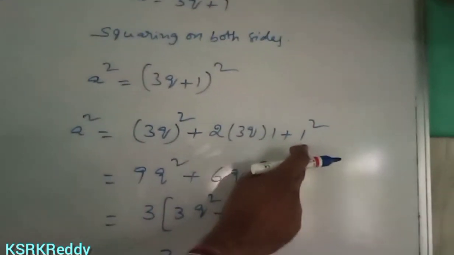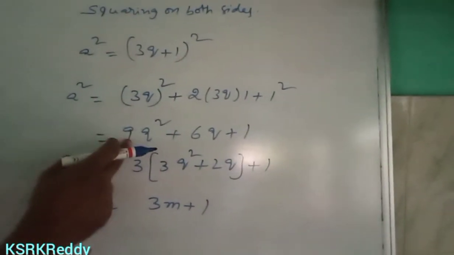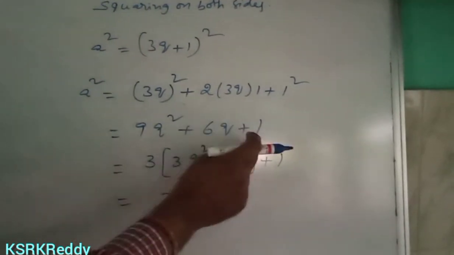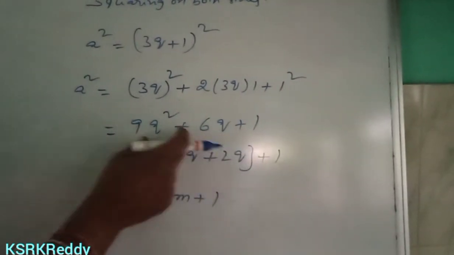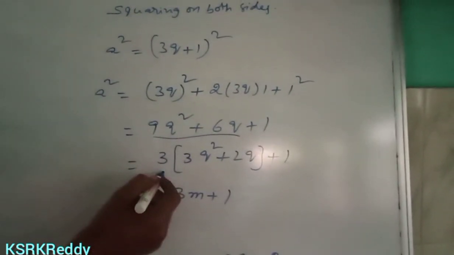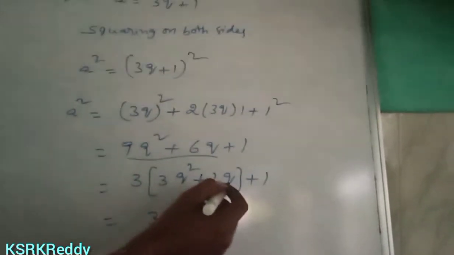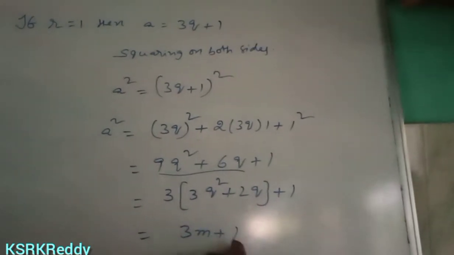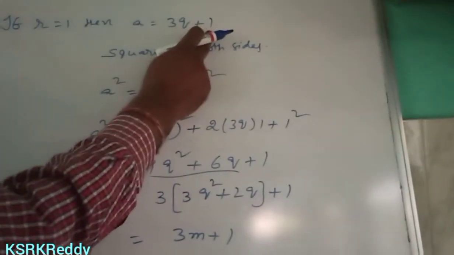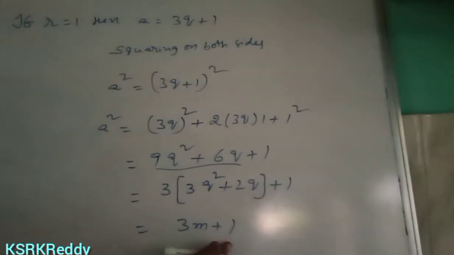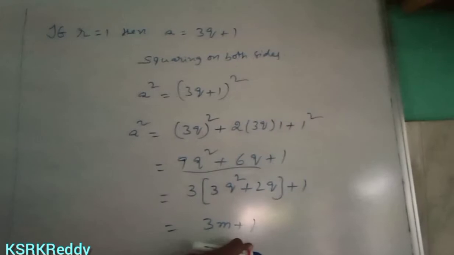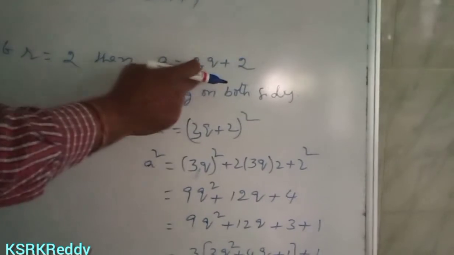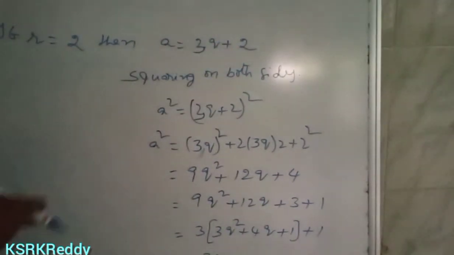That is a square plus 2ab plus b square. Simplified, 9q square plus 6q plus 1. In the first two terms 3 is common, so 3 into 3q square plus 2q, plus 1. Taking that as m, it is 3m plus 1. So squaring that number is also 3m plus 1. And next, if r is equal to 2, then a is equal to 3q plus 2.